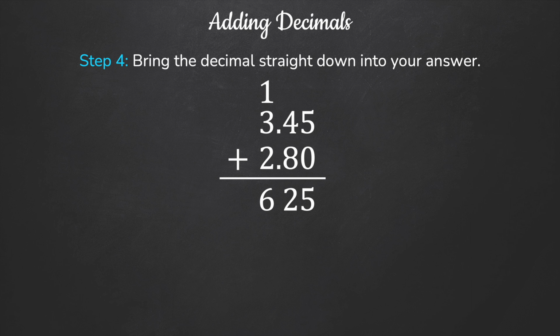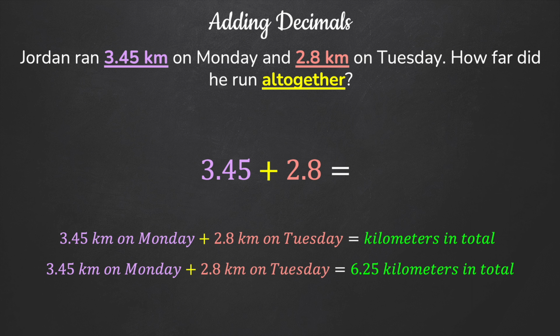And then we're going to bring the decimal straight down into our answer. And again, if we draw a vertical line, it should go through all the decimal points. So our answer is 6 and 25 hundredths, and that represents the total kilometers that he ran on Monday and Tuesday together.